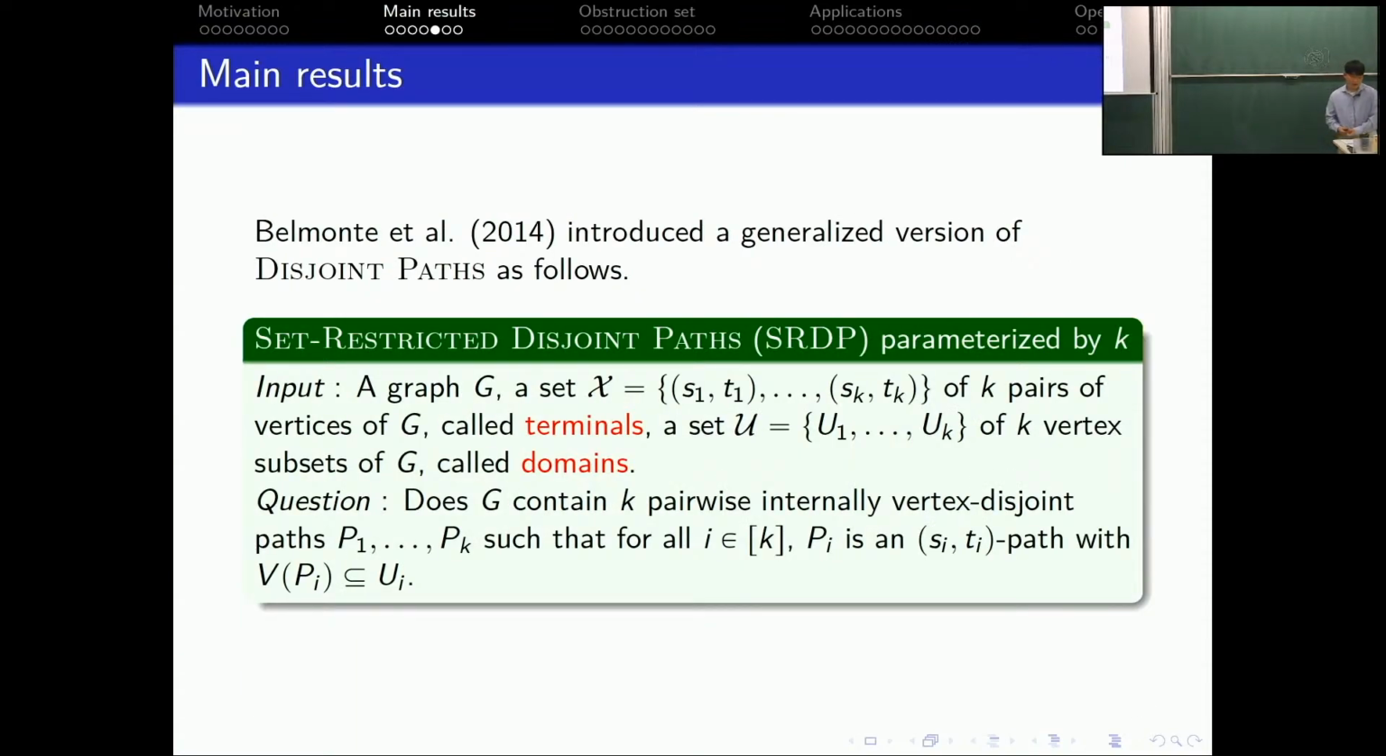We also handled a variant of the Disjoint Paths problem. Vemuri et al. introduced a generalized version of Disjoint Paths as follows. It is called Set-Restricted Disjoint Paths, parameterized by k, and its input is the same, but one different part is this U. So we have some predefined domains, U1 to Uk, and our goal is now to find paths Pi such that its whole vertex set is contained in Ui. So if every Ui is equal to V(G), then it is nothing but the Disjoint Paths problem. So it is a generalization of the Disjoint Paths problem.